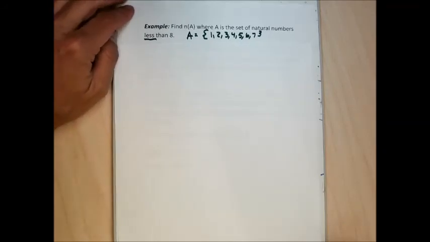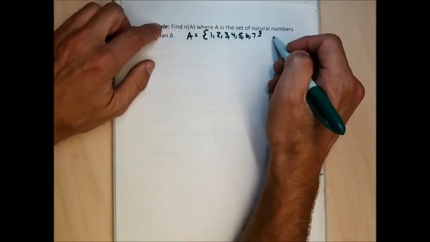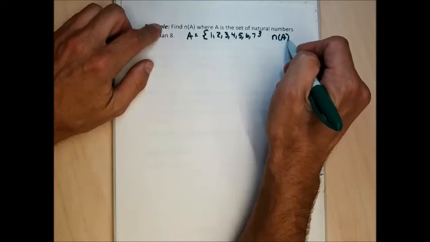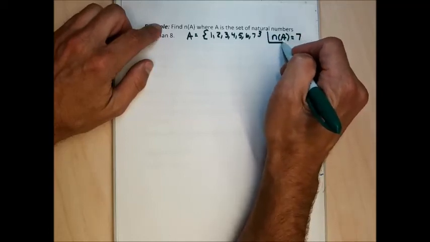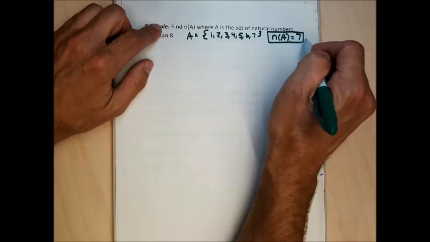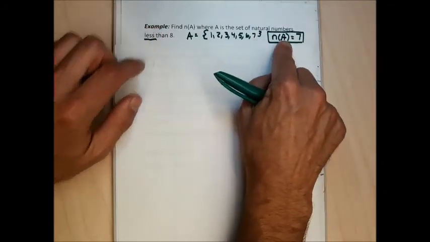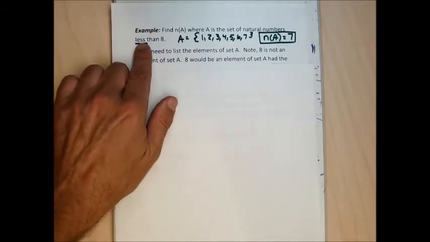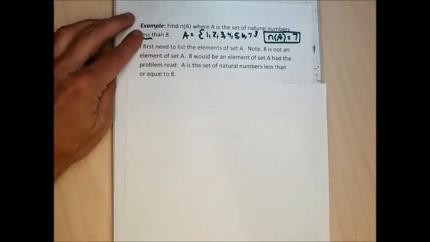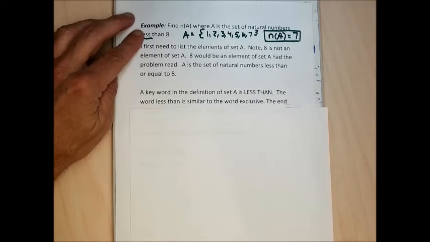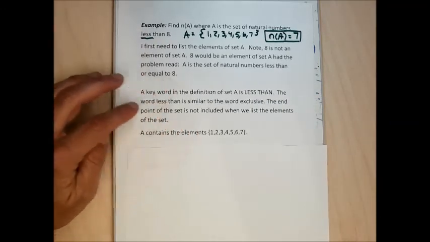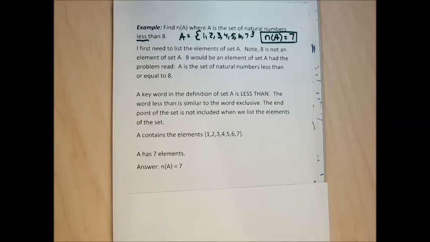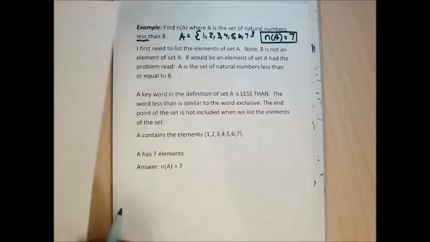In my answer to this, the cardinal number of set A is the number of elements in set A, which is 7. So I had to list the elements of set A before I could know how many elements were in set A. And so the answer here is the number of elements in set A is 7. And I'm not putting 8 in the set because I would need the words "or equal to" to include the 8. There's everything I said here, and there's my answer. The number of elements in set A is 7. Now we're ready to do some homework.